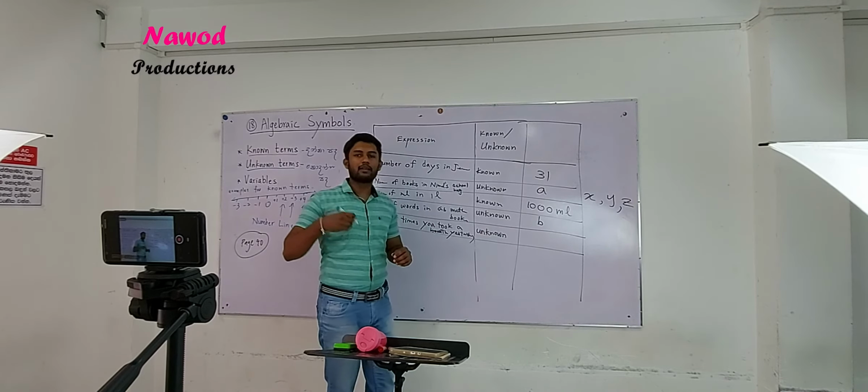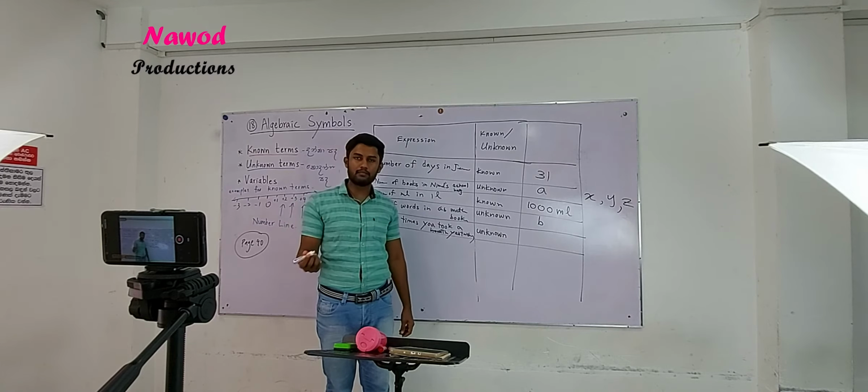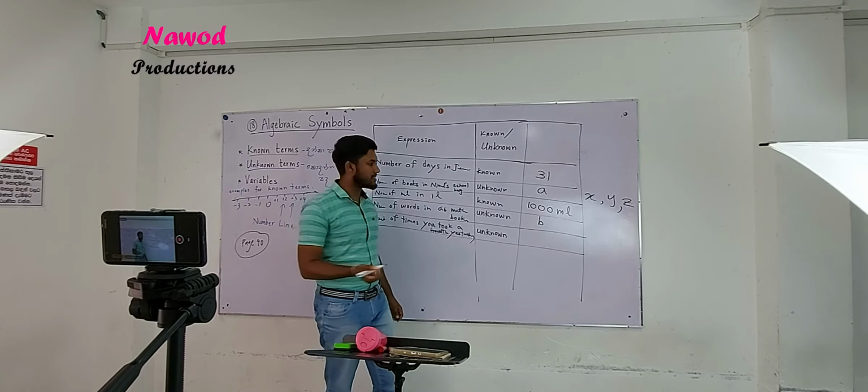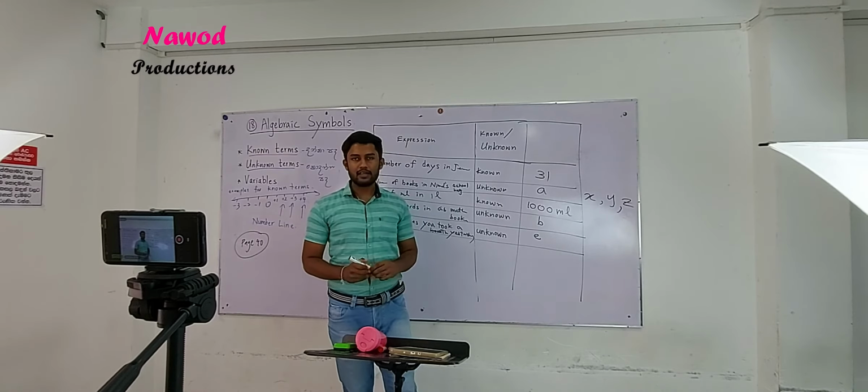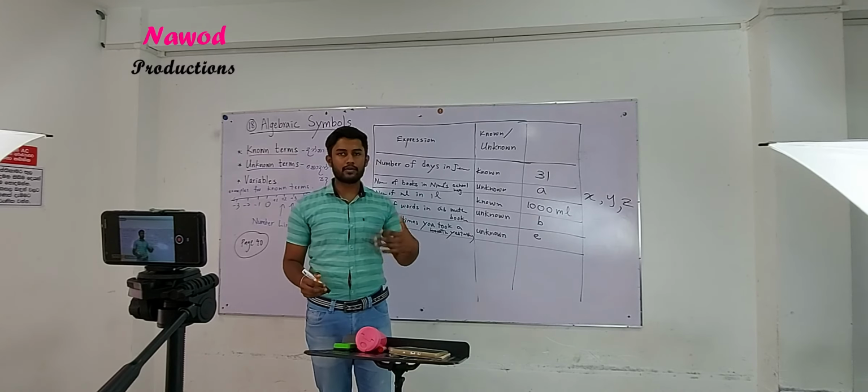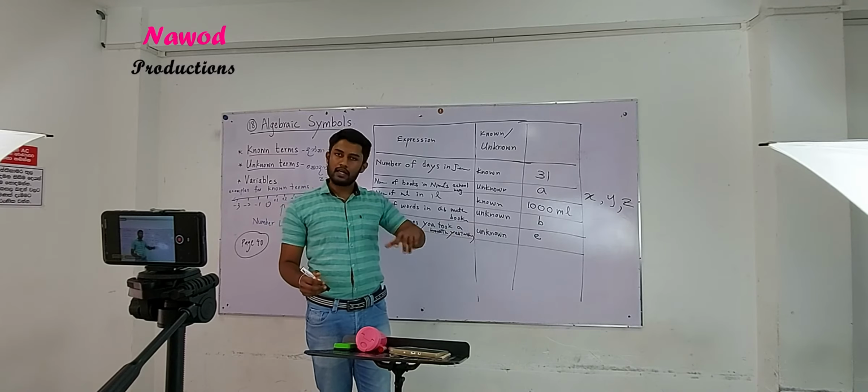To denote unknown terms, we use unknown symbols, simple English letters. A, B, C, D, E. We'll put E. Yes, anything. If you have used any A, B, C, D, anything, it's okay, right?